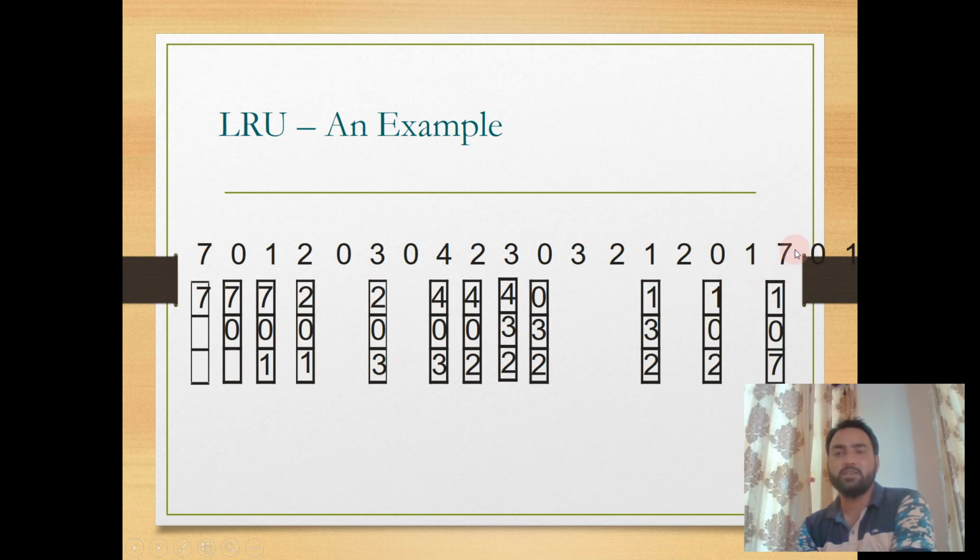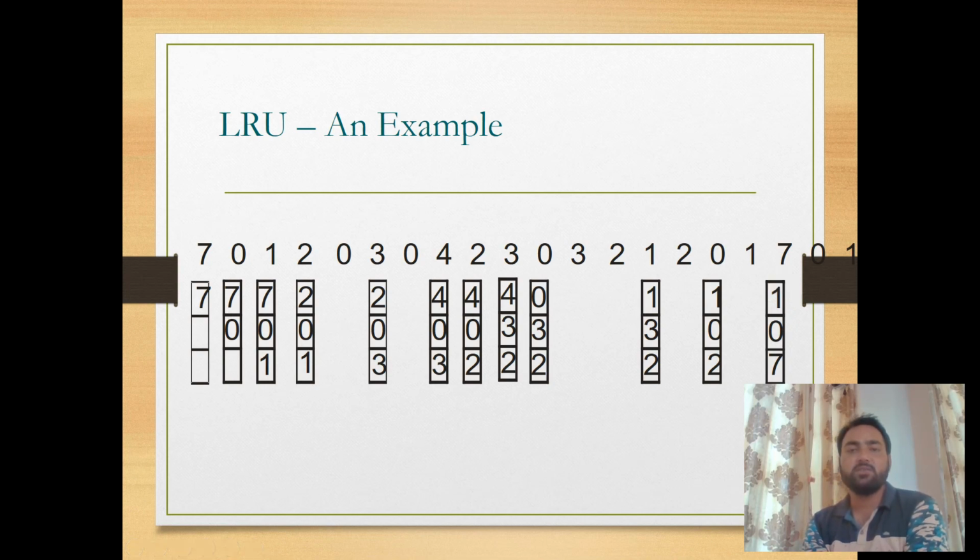Then comes page 7. As 1 and 0 are recently used, 2 is the least recently used page. So we'll replace page 2 with page 7. And now the frame set has pages 1, 0, and 7. Then comes page 0, which is already available, so no page fault. Then comes page 1, which is already available, so no page fault.